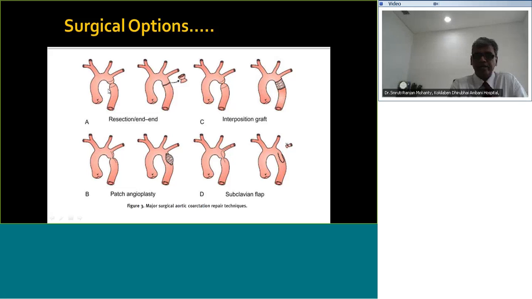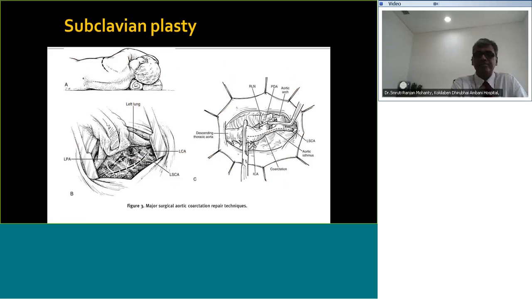You resect out the end and you get it to the better part of the aorta. The second option is one can just cut across both the narrowed segment up and down and put a patch. The third option is an interposition graft if the gap is too much. The fourth option is using the subclavian artery as a natural tissue to pass the coarcted area and widen it. So I'm going just bit by bit in each of these methods that we normally end up using.